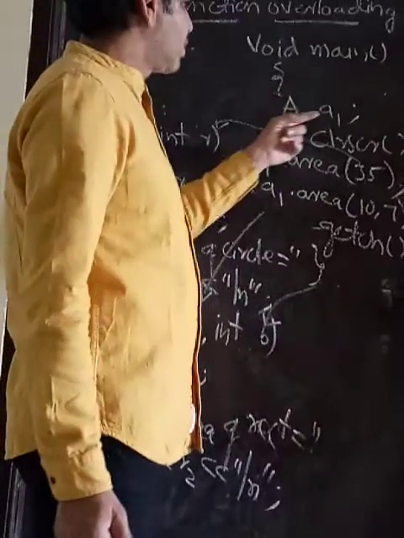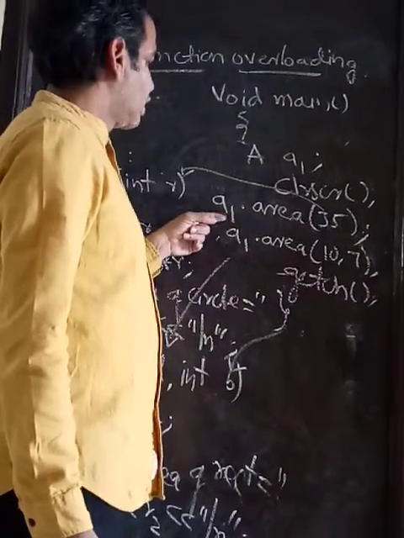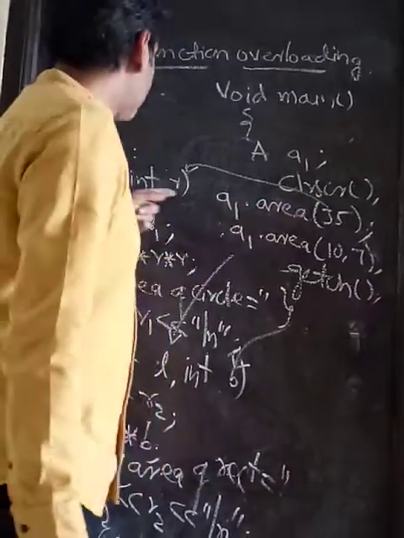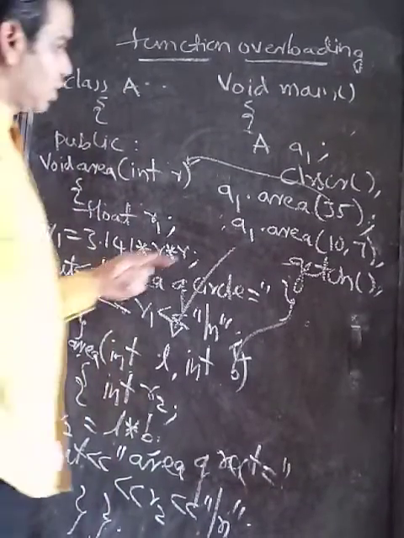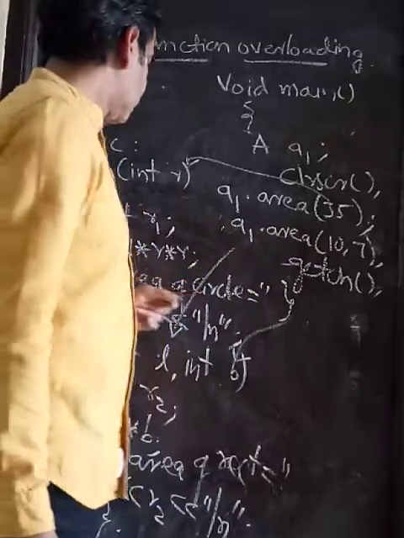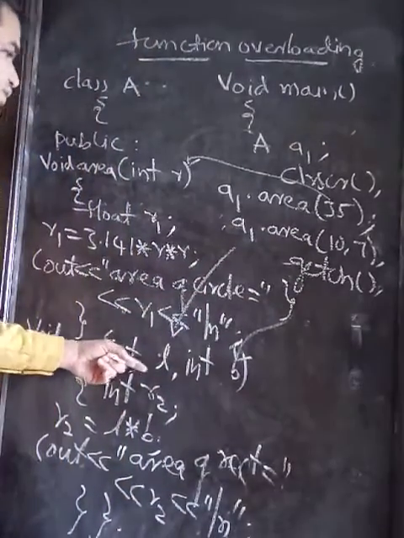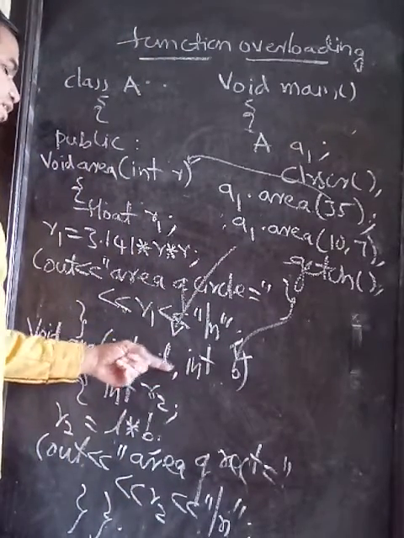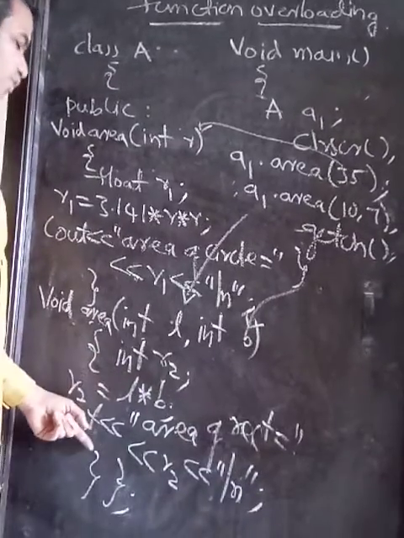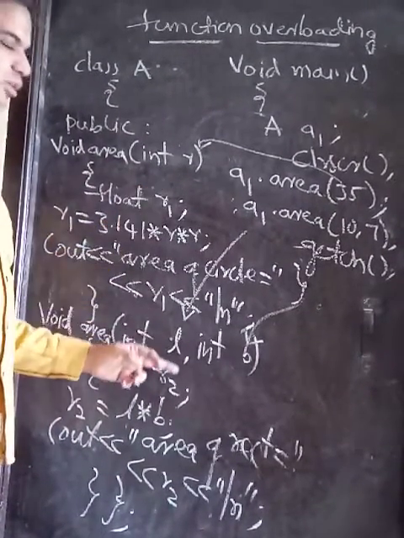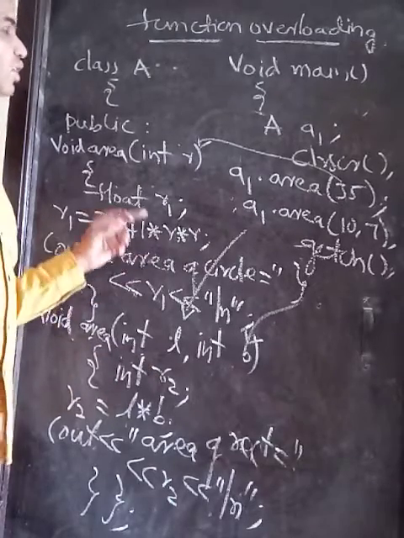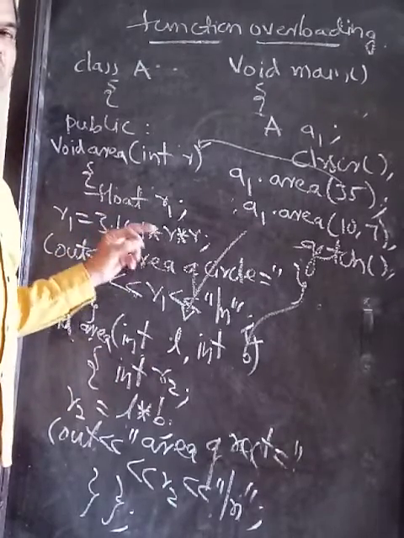So small a1 is the object, capital A is the class name. A1 dot area 35, 35 will be received, so it will find the area of a circle. Then A1 dot area of 10 comma 7, 10 comma 7 will be received by L comma B. It will perform the area of a rectangle. See, function names are the same but passed arguments are different, so it is called function overloading in C++.